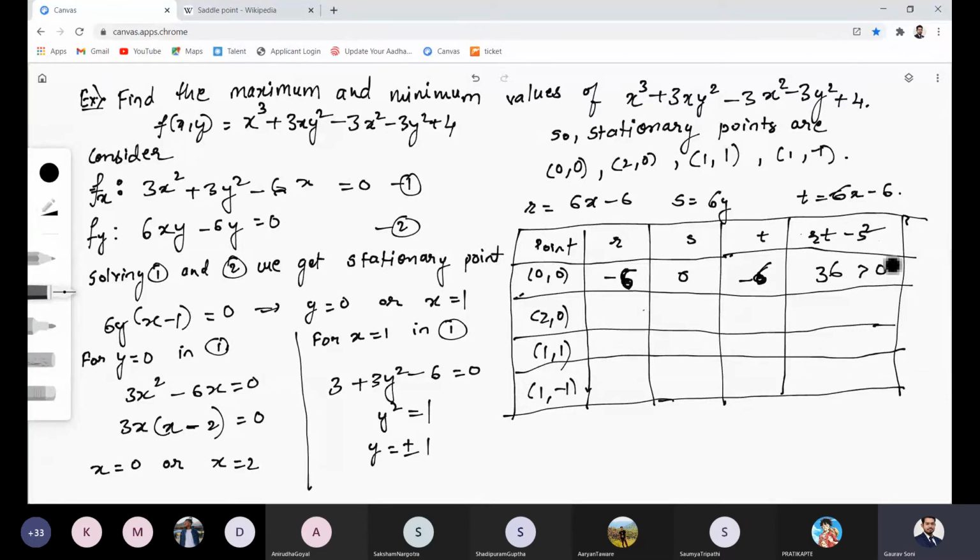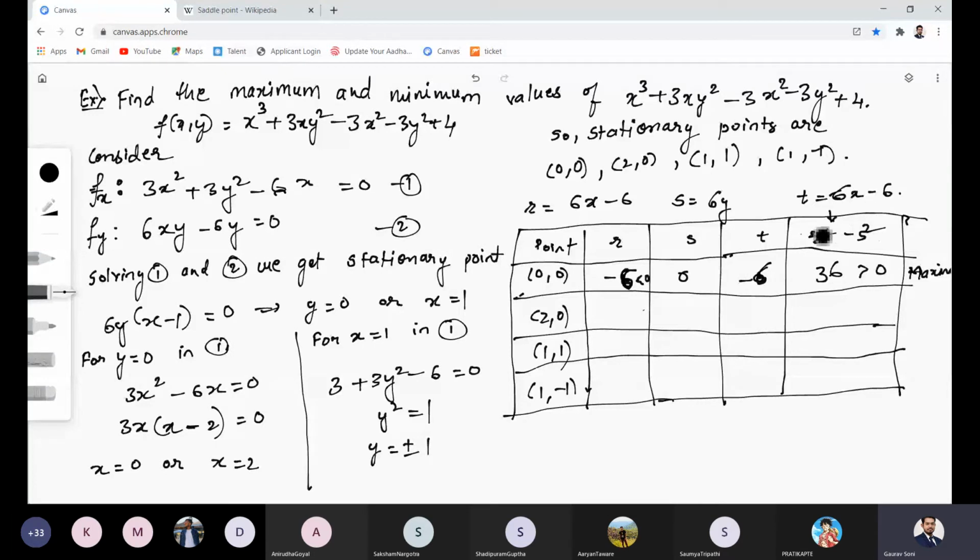But then we will look at R. What is the value of R? R is less than 0. It means that (0, 0) is... be quick with this. Look at the chart. What's the conclusion? So minimum. R less than 0 is minima? So maxima. Maxima.